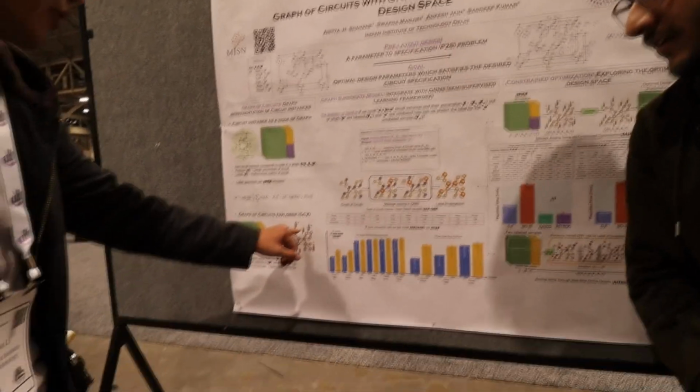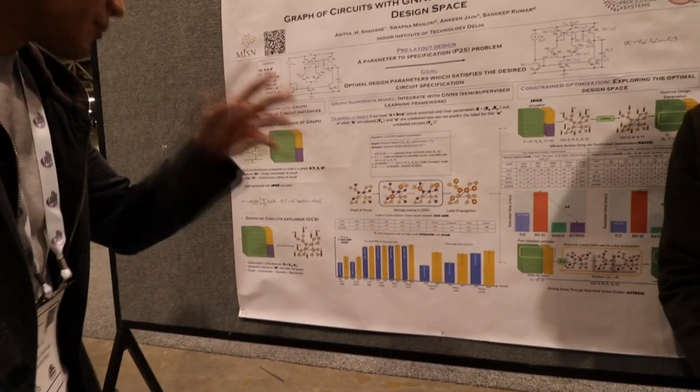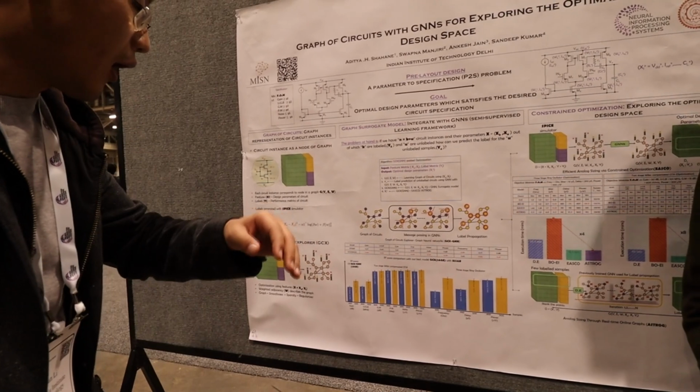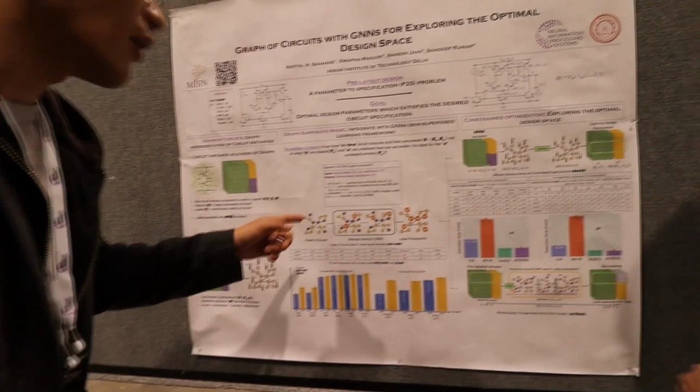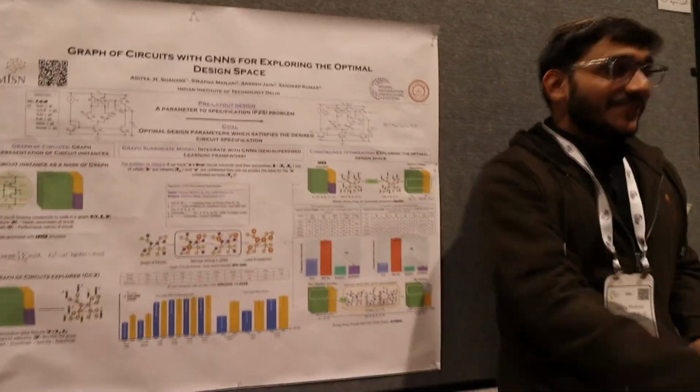I have a question here. So here you will have some labels, some label Y for, let's say, those unlabeled nodes. Correct.